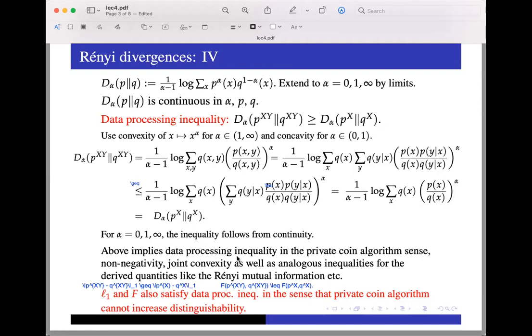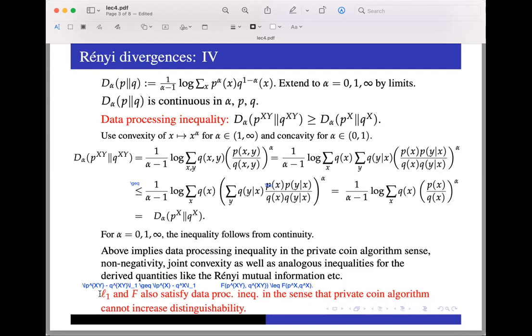Then, as you saw, this proves the joint convexity, as well as analogous inequalities for the derived quantities like Renyi mutual information, Renyi conditional information, etc. So really, this is the key inequality you should remember. Data processing inequality means that dropping a register cannot increase distinguishability.